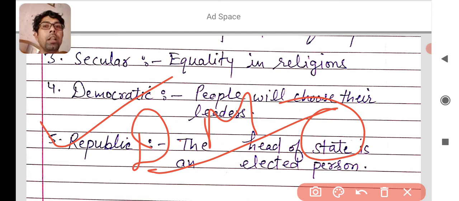If the president, meaning the head of state, is an elected person in a country, this system is known as a republic. And you know India is a republic country. I hope you learned the major points of lesson number 2 of civics easily.